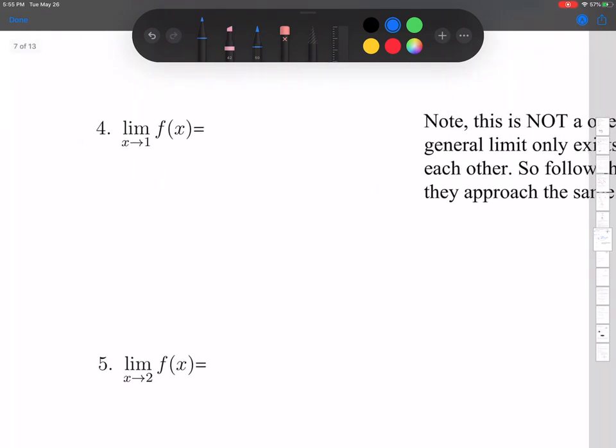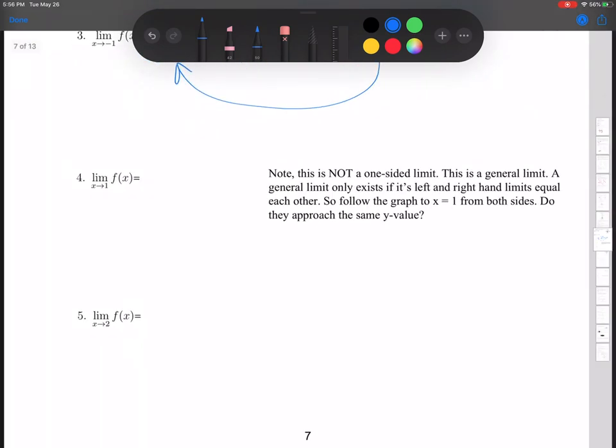Let's do 4 first before I read that blurb. So number 4 says, find the limit as x approaches +1. So keep in mind here, this is a general limit. We are not looking at the left-hand side of +1 or the right-hand side of +1 separately. We're looking at it all together.